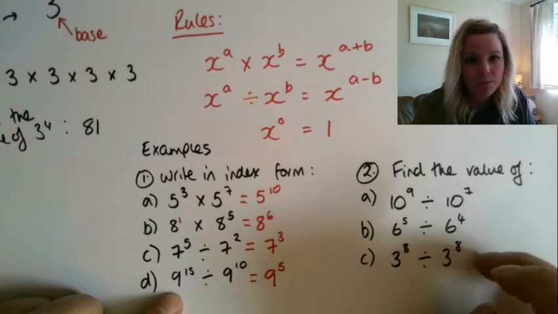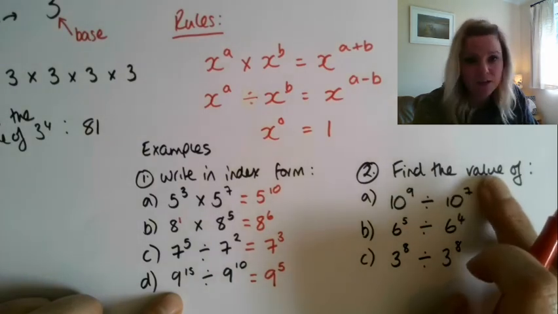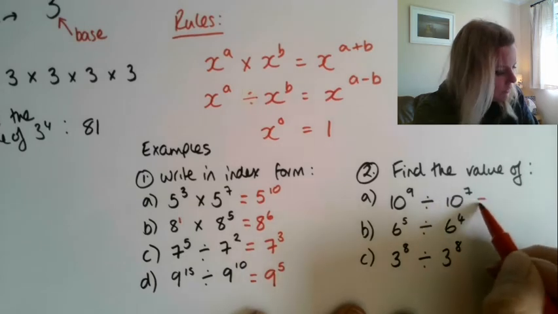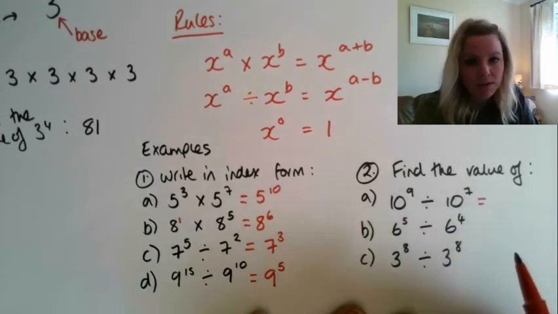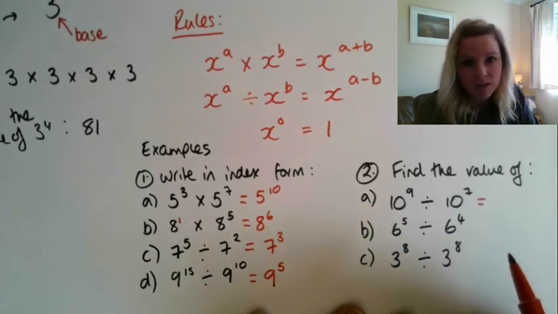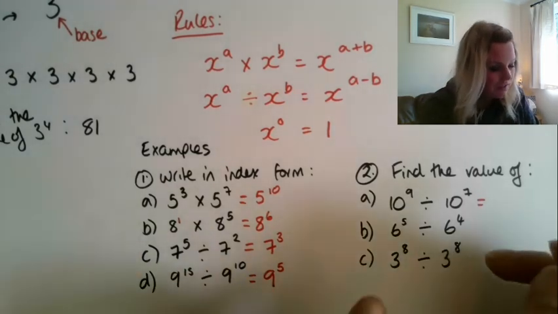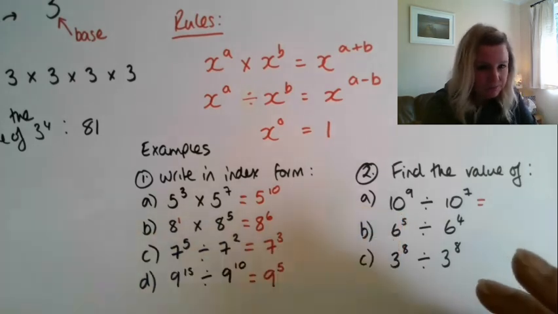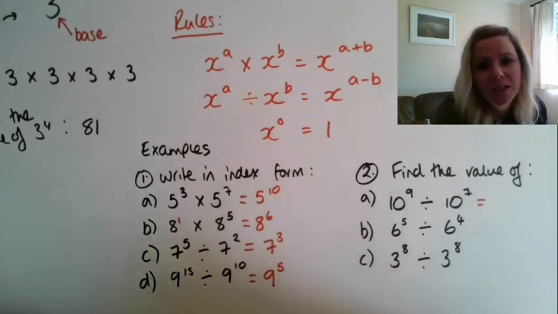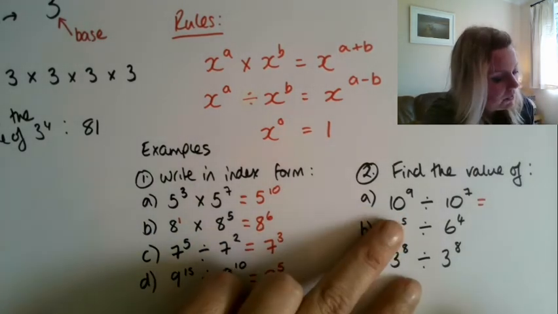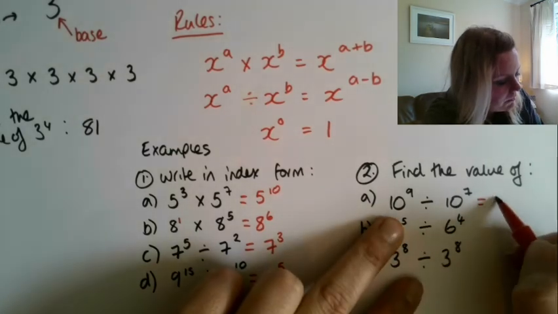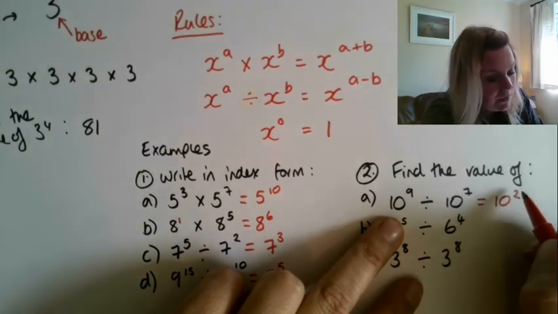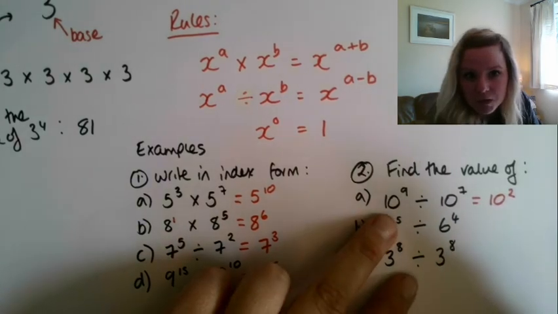For example 2, I have said find the value of these things. So 10 to the power of 9 divided by 10 to the power of 7. I wouldn't initially figure out what 10 to the power of 9 was to find the value. Apply the rule first of all and then find the value afterwards. So 10 to the power of 9 divided by 10 to the power of 7 is 10 to the power of 9 take away 7 is 2. And 10 squared, we all know what that is, it's 100.